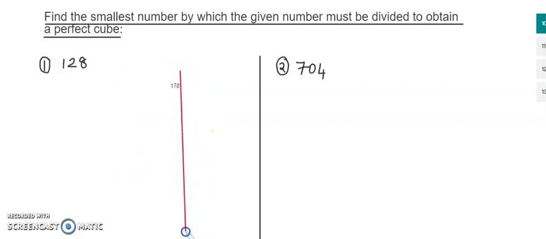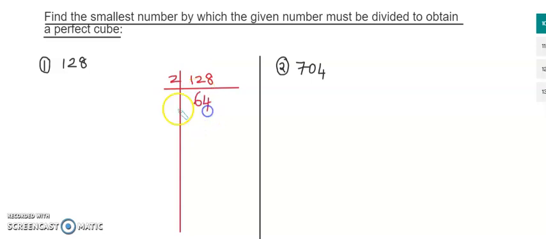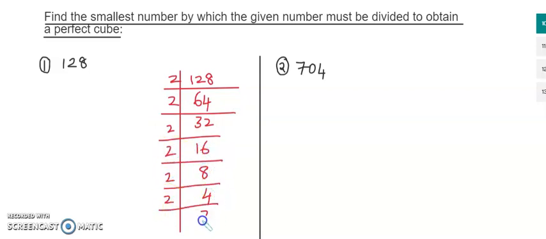So what we are going to do is, again, do the prime factorization and divide by the smallest number so that it makes the number a perfect cube. So 128, let's divide. 2, it's what? 64, then 2, 32, then 2, 16, 2, 8, 2, 4, 2, 2, 2, and 1. So let's circle it here as groups of triplets. This is the first group of triplet. This is the second group of triplets. So what is extra here?